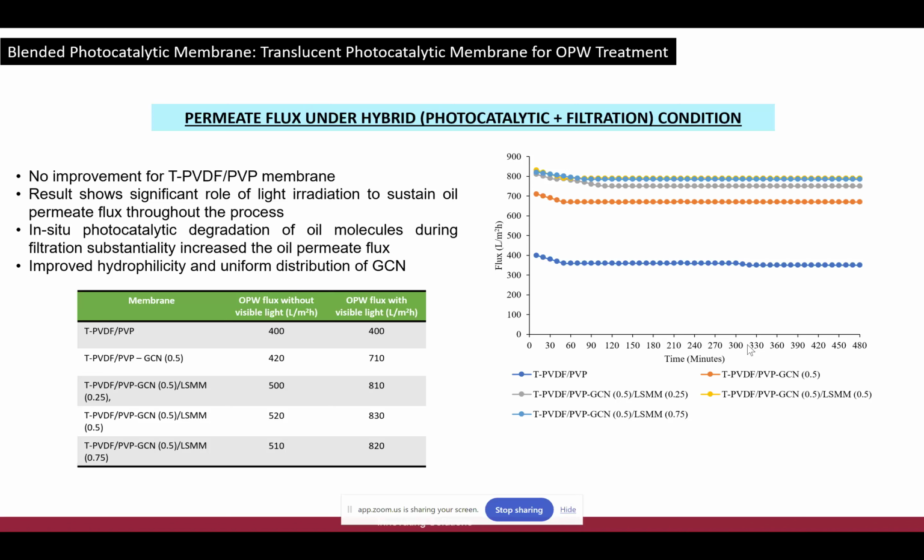In order to assess the performance of the photocatalytic membrane, we carried out the permeate flux test under hybrid condition. There is no improvement in the permeate flux without and with the light irradiation for the membrane without the GCN photocatalyst. But when the light is on, which means the photocatalytic process is operating, all the membranes with the catalyst showed a significant increase in permeate flux. This shows that in situ photocatalytic degradation of the oil molecules occurred during the filtration, and thus reduced the tendency of fouling and consequently increased the permeate flux.